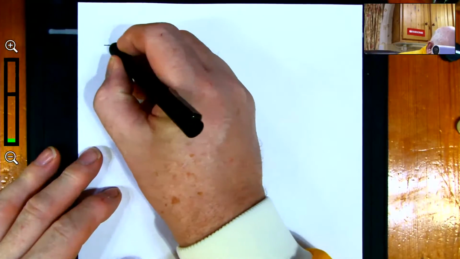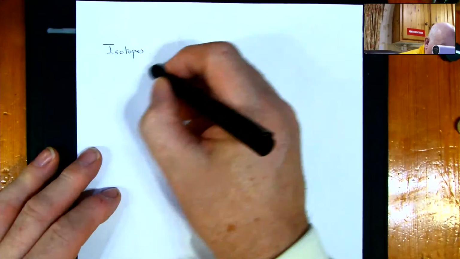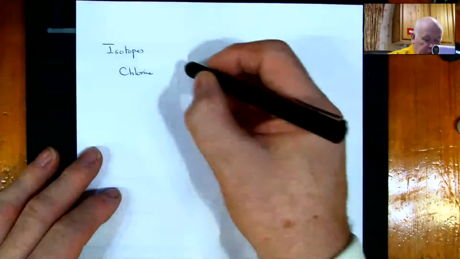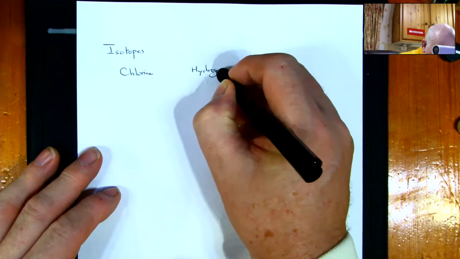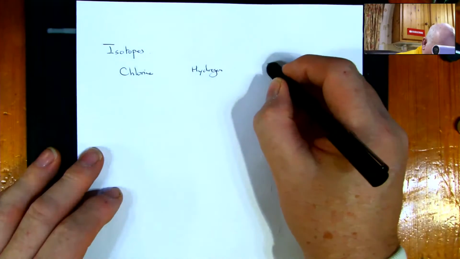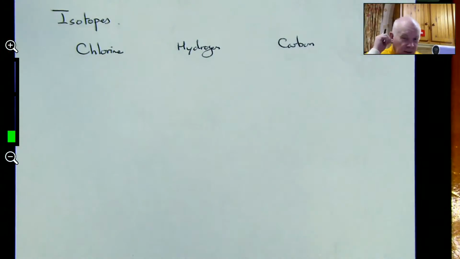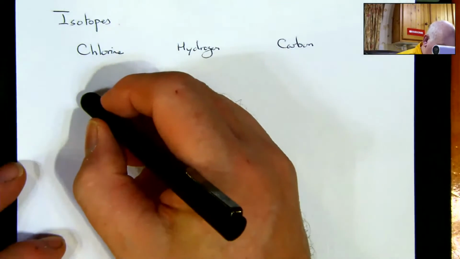So let's have a quick look at some of these isotopes. One of the most common of the isotopes is that of chlorine. We know chlorine has two isotopes. We've also got here hydrogen. That's well known for its isotopes. And another one, carbon. That's well known for its isotopes. Let's go and have a look at these in turn. We'll start with the easiest one, hydrogen.